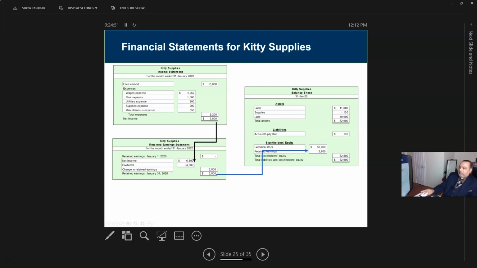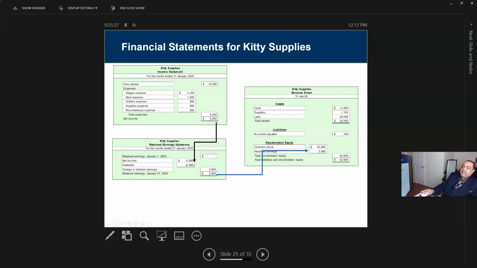Now, as you can see, in the balance sheet I'm saying 31st January 2020, because it's a specific date statement. These are periodic ones. So revenue was 15,000. We had expenses. Now it is organized in descending order. The highest expenses are put first, and the miscellaneous expenses always last, irrespective of the amount. Then we add a total, and revenue minus expenses will give you a net income of 6,800.